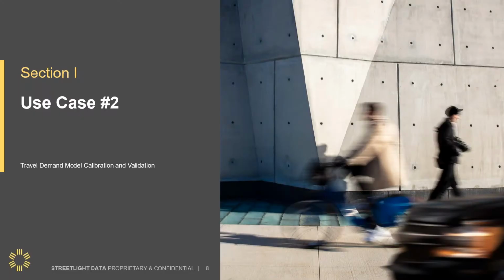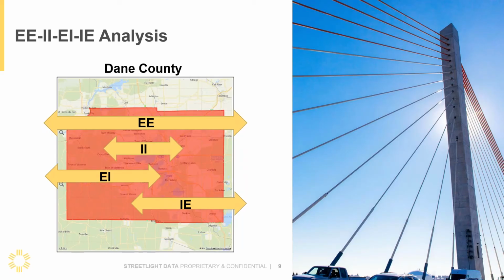Next. So use case number 2 is using StreetLight data for travel demand model calibration and validation. Next. So one of the ways in which we used StreetLight data was to perform an external-internal, EI and IE, analysis in order to see the percentage of vehicles that simply travel through Dane County without ever stopping in Dane County. Those are EE trips. Trips that start in Dane County and end in Dane County are II trips. And then there are EI trips and IE trips, as you can see in the image below. Next.